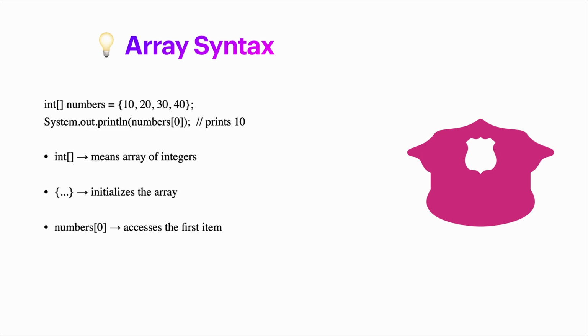The first bullet point says the int with the square brackets means an array of integers. Like I said before, if it were float, we'd still have the square brackets and it would be an array of floating point numbers. Then the curly braces initialize the array. Whatever is in the curly braces is what gets initialized into the array of numbers.